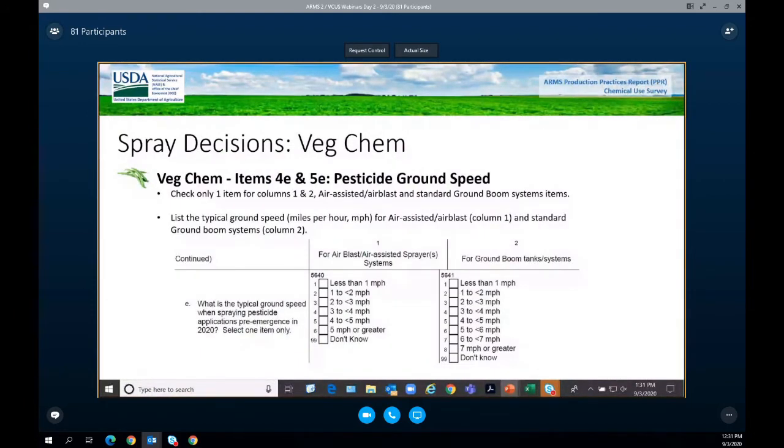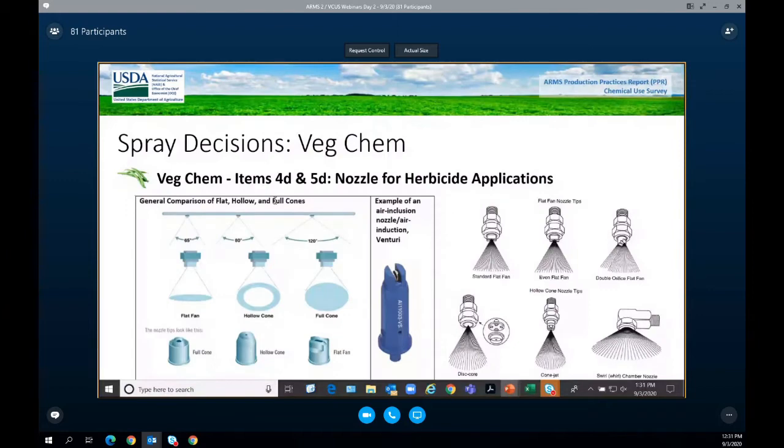And notice that was not a question about drift reduction. That's just a question about simple nozzle types, because that's good information for EPA to have. If they can narrow down their label verbiage, knowing that 99% of growers use a hollow cone nozzle for vegetables, that can really simplify things if they start to specify drift parameters on a label.